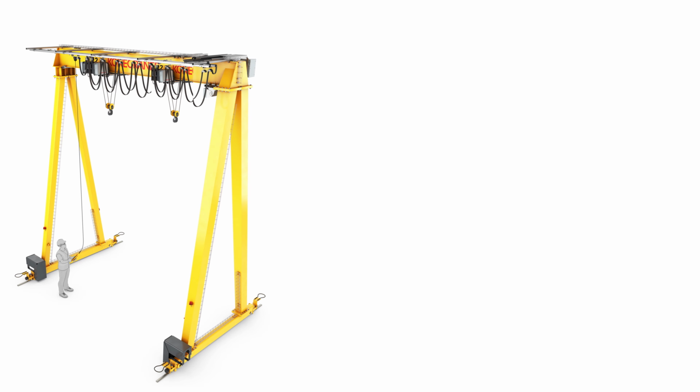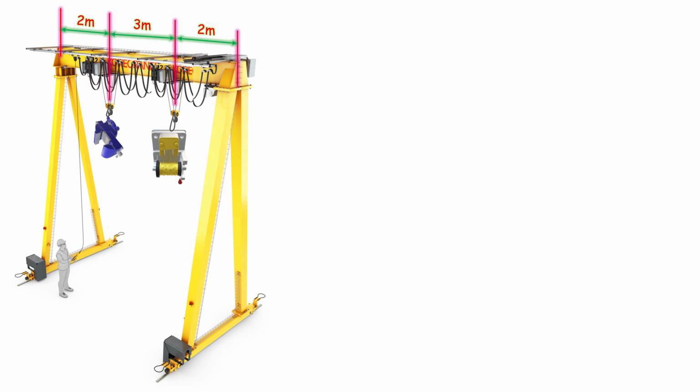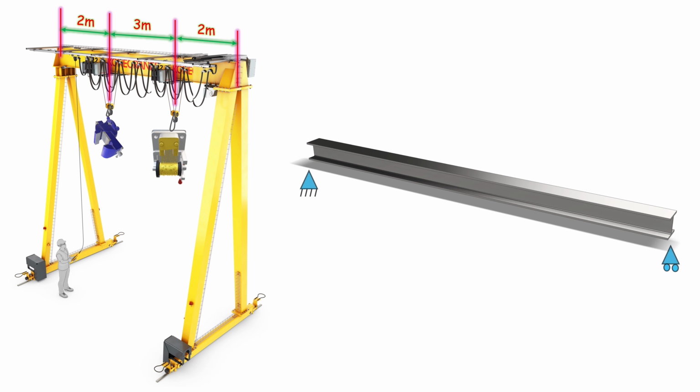Consider an overhead crane with two lifting points. The crane girder is supported at both ends. One hook applies a load at 2 meters from the left support, and the second hook applies another load at 2 meters from the right support. Distance between two lifting points is 3 meters. To analyze the system, let us treat the girder as a simply supported beam and draw its free body diagram. The beam is horizontal, supported at both ends, and subjected to 2-point loads applied at the specified positions.